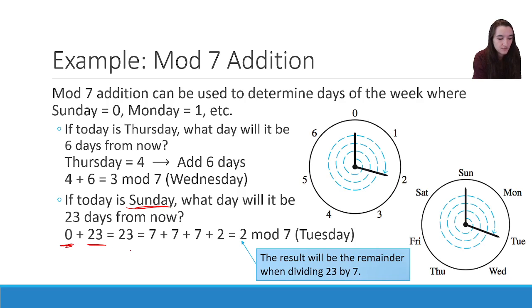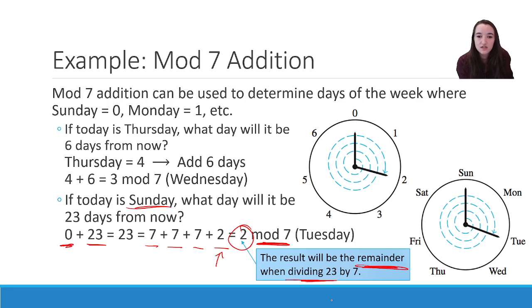So, in other words, 0 being Sunday, plus 23 equals 23. We know this in normal addition, but 23 is 7 plus 7 plus 7, plus 2 left over. So we say it is 2 in mod 7. Notice that this is actually the remainder when we divide 23 by 7. 23 divided by 7 is 3 with 2 left over. So, in fact, mods come from remainders.